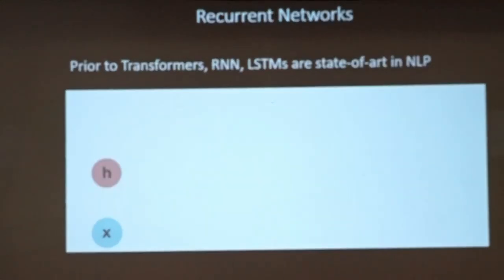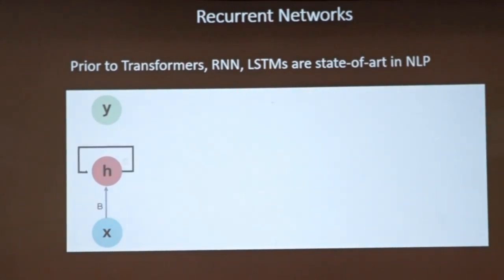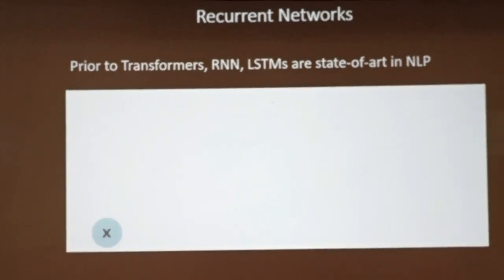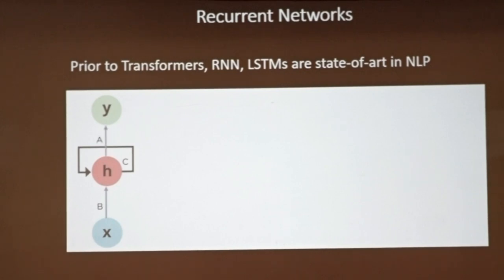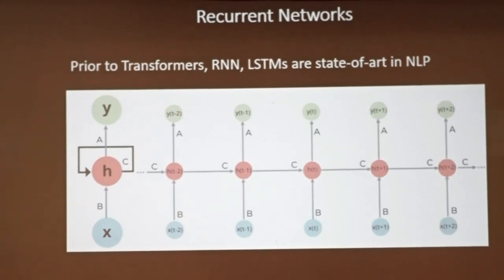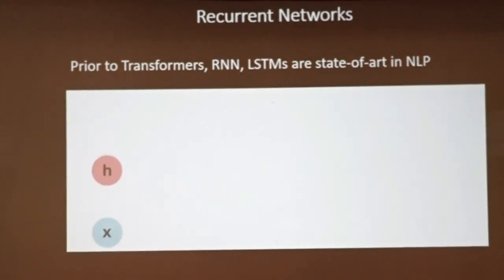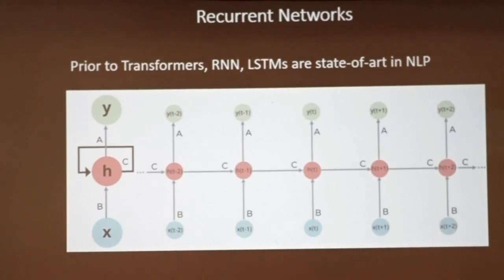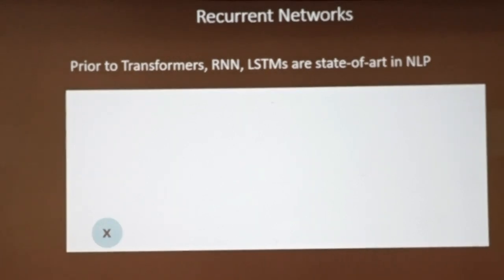So prior to transformers, as I said, RNNs, recurrent networks, those are RNNs and LSTMs, were state of the art in NLP tasks. We had studied this recurrent network concept in the last session, right? The main important thing in recurrent networks is this feedback loop. It feeds back the processed information, in the name of the state. It will preserve the processed information at the current time step and feed it in when it is processing the word in the sequence at the next time step t plus 1.